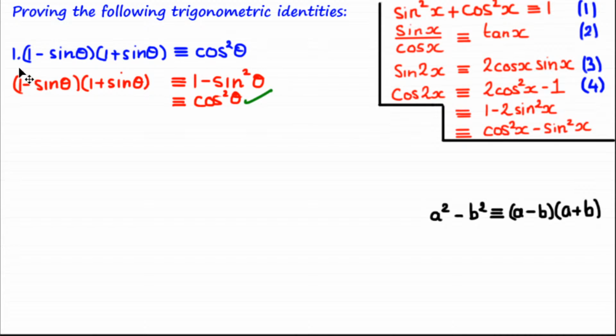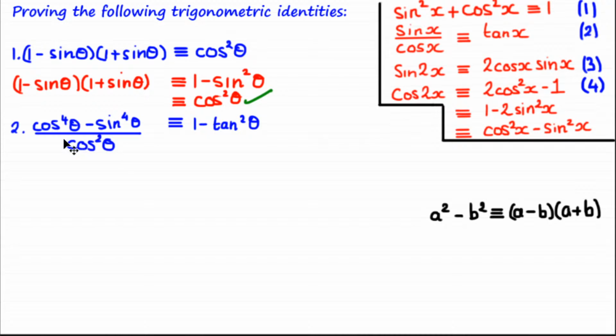So we've managed to prove that the left-hand side is equal to the right-hand side. Let's have a look at another one. Here we have cos to the power of 4 theta minus sine to the power of 4 theta over cos squared theta is equivalent to 1 minus tan squared theta. As I said before, let's try and have some type of strategy. We need to show that the left-hand side is equivalent to the right-hand side. On the right hand side I've got tan squared theta. From equation 2, tan squared theta is equivalent to sine squared theta over cos squared theta. Now we have cos squared theta in the denominator, don't we?